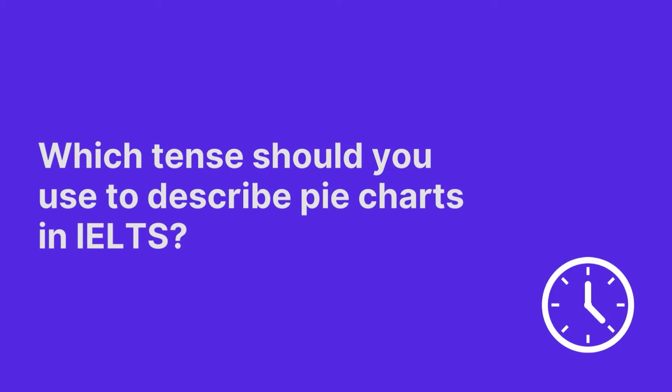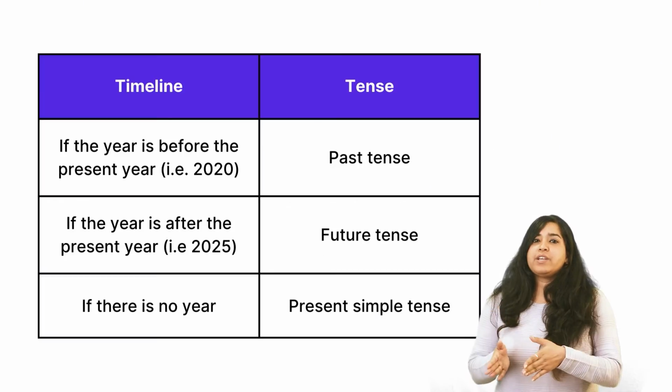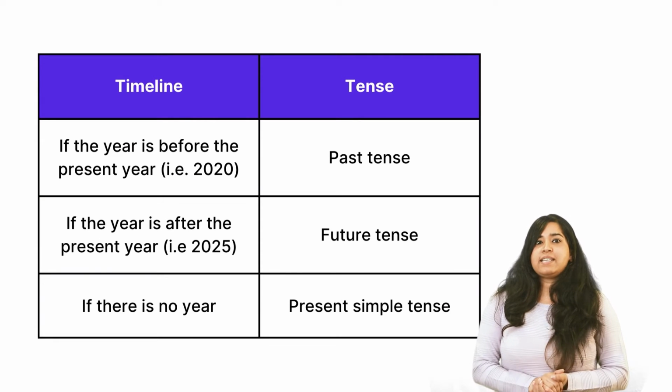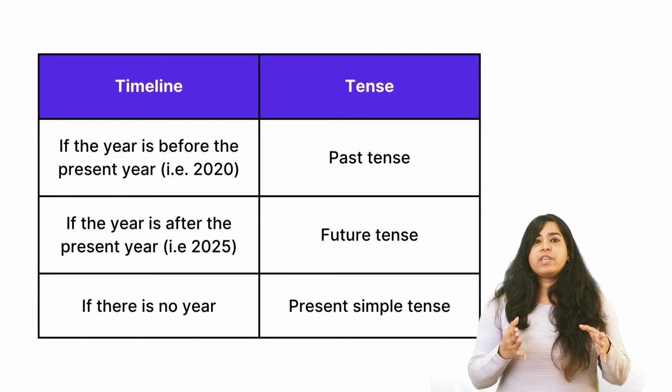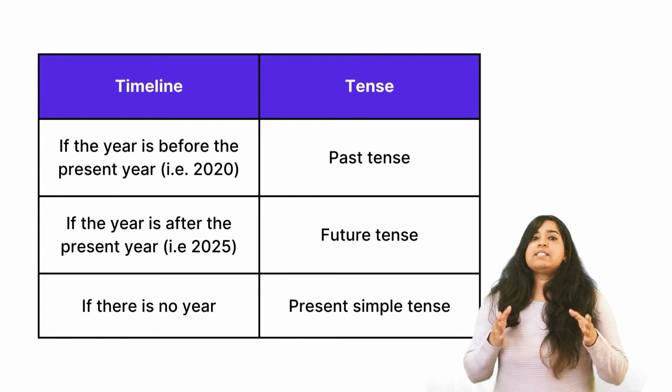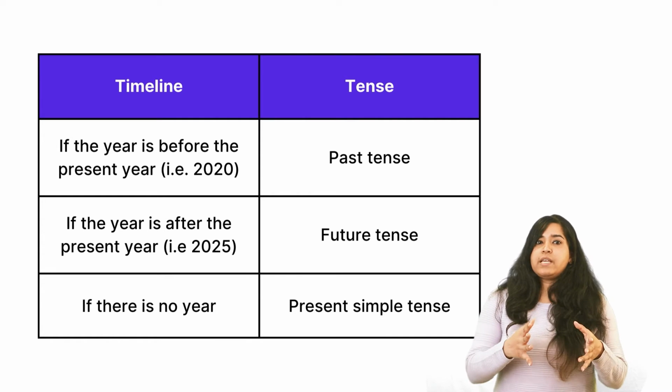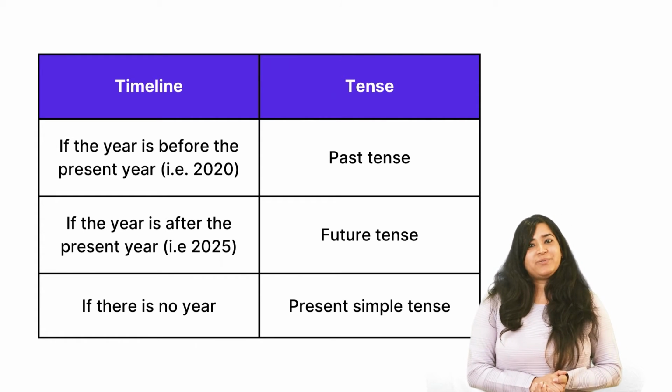Now, a common question that students ask is, which tense should I use to describe pie charts in the IELTS? And that's a great question. Here's where you need to pay attention to the headings, subtitles, and the question. They will specify the years. That being said, if the year is before the present year, use the past tense. If the year is after the present year, use the future tense. And if there is no year, use the present simple tense. Sometimes you may even have to use a combination of tenses, but do be careful when you have to do so.